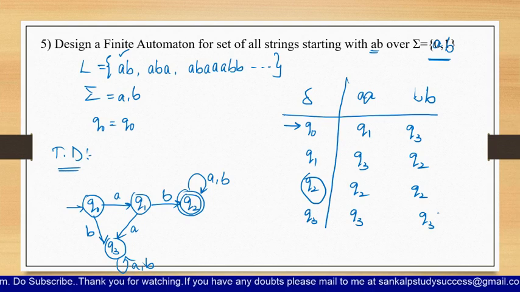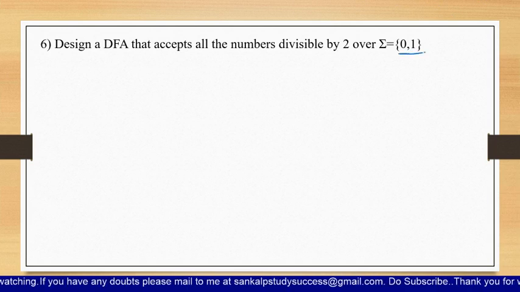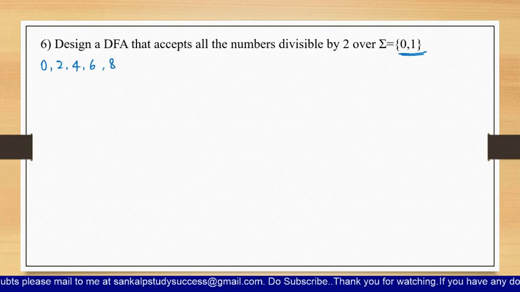Now let us solve another question of a different model, which is a DFA that accepts all the numbers which are divisible by 2. Here we are given the input alphabet 0 and 1, but he is asking for the numbers divisible by 2. We know the numbers divisible by 2 are 2, 4, 6, 8, and 0 is also a number which is divisible by 2, right? So all the numbers ending with these digits are divisible by 2.